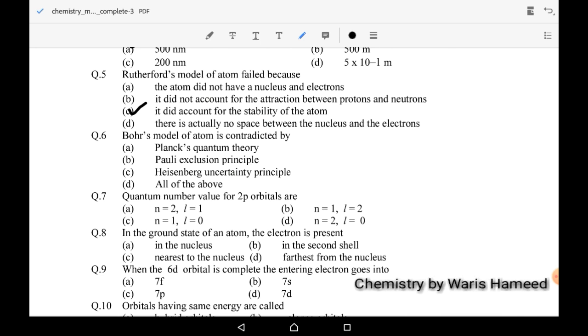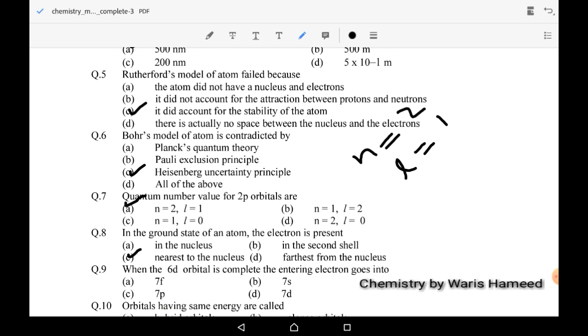Bohr model of atom is contradicted by Heisenberg uncertainty principle. Quantum number values for 2p orbitals: for 2p, n is equal to 2 and L is equal to 1. So the correct answer is A. In the ground state of an atom, the electron is present nearest to the nucleus.